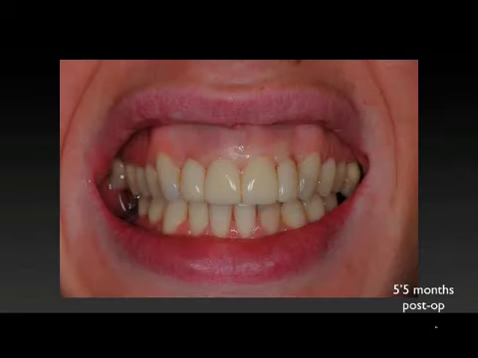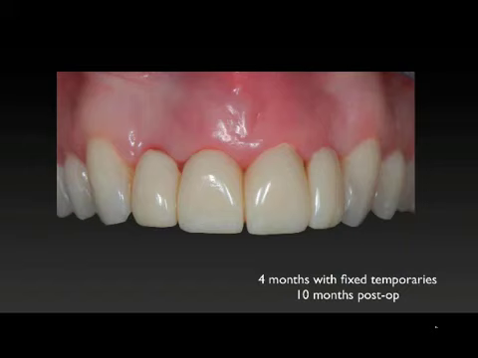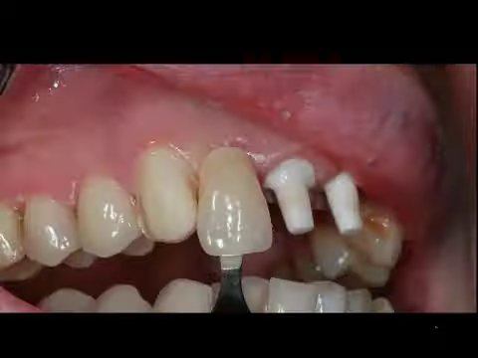Once we're through the integrative period, we're able to provide our patients with a fixed provisional. This is our fixed acrylic provisional in place, and we're allowing the tissues again to mature. In this case, because we're not restoring a single tooth, we are going through some tissue conditioning with the acrylic to give us some ovate pontics, to try to mature the papilla between these teeth.